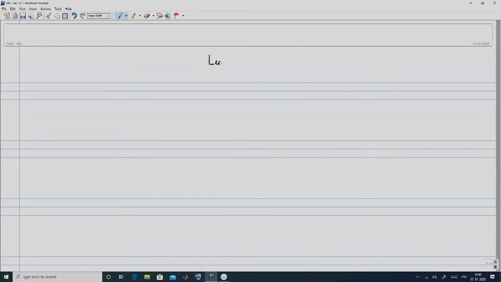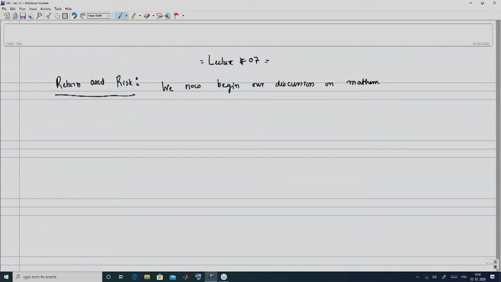So, this is lecture number 7. So, as I pointed out, the Markowitz theory is based on two pillars, namely return and risk. So, we now begin our discussion on the mathematical portfolio theory, with the initial stages being devoted to the Markowitz theory.